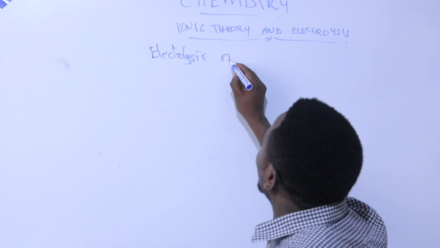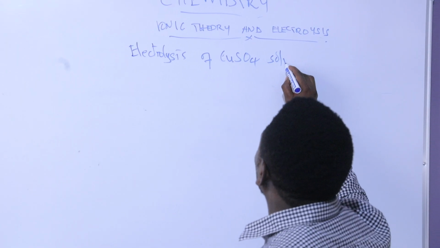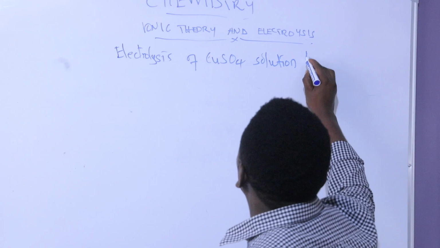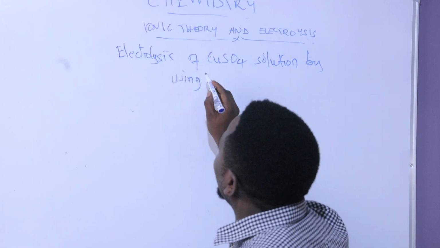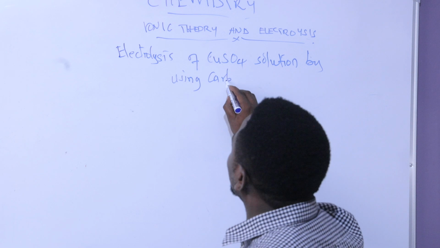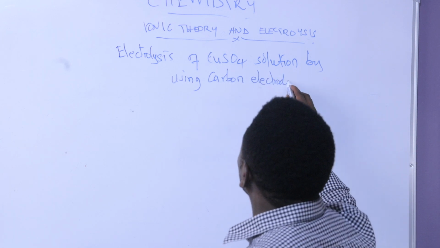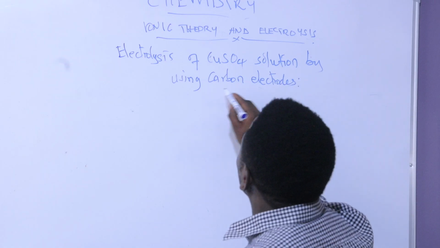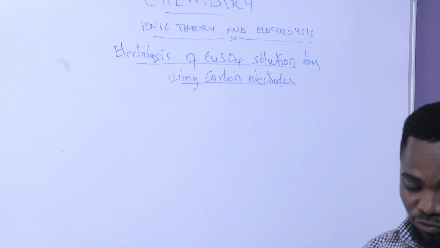So electrolysis of copper 2 sulfate solution. So it is electrolysis of copper 2 sulfate solution by using the carbon electrodes. So by using carbon electrodes. So this is what we are going to speak about.